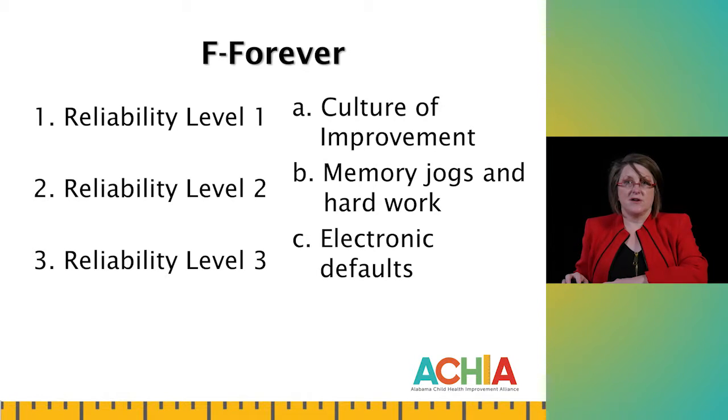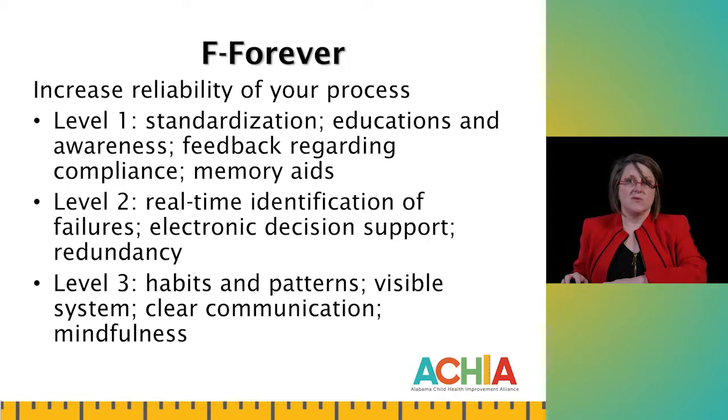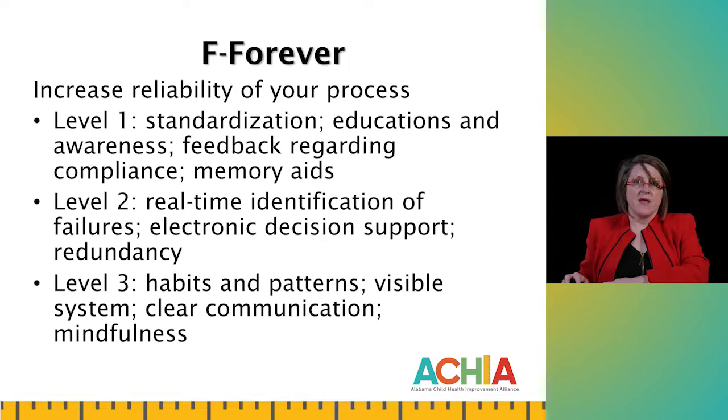Finally, we're going to talk about F for forever. On the right side are some characteristics of reliable systems. On the left side are 3 reliability levels. I want you to take just a moment and think about how those 2 match up. Which characteristic has a reliability level of 1, 2, and 3? We're going to quickly review these levels now.